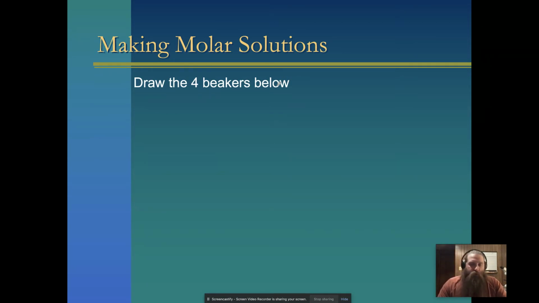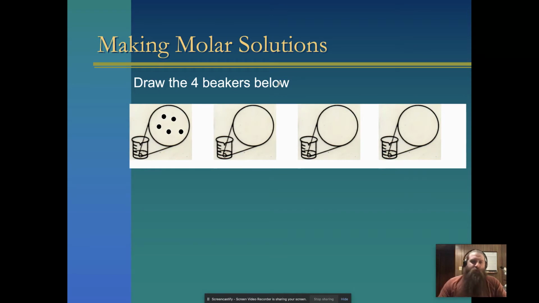Now, when we're making molar solutions, it really helps if you visualize it with this little drawing that we're going to do. So draw these 4 beakers. And in the first beaker, you're going to put 5 little dots. All right, so draw those. I'm going to switch my pen color up here real quick. So in the first one, we're going to label this beaker A. We're going to say it is 1 molar.